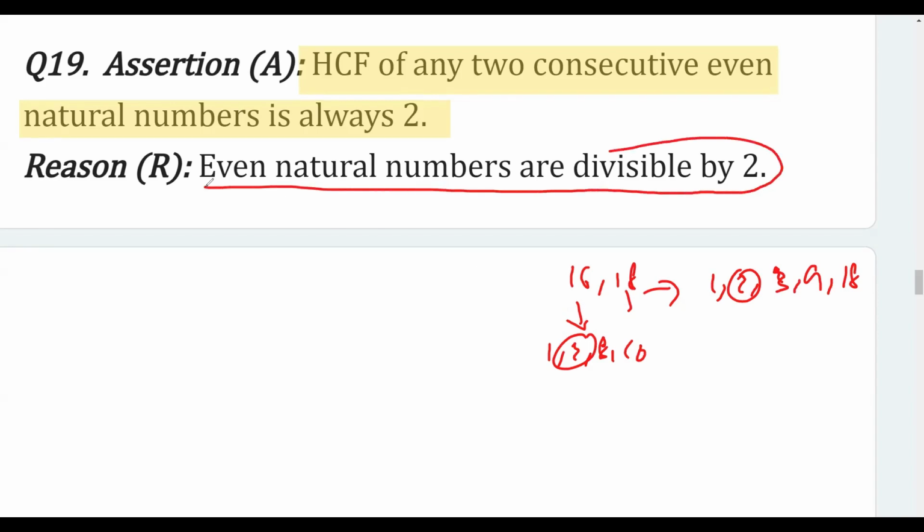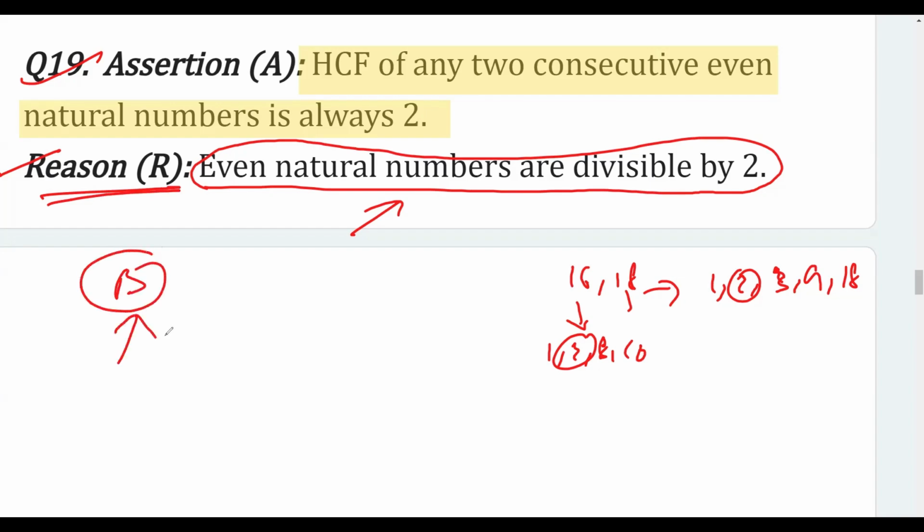The reason is even natural numbers are divisible by 2. That is true, but it does not define or explain why the HCF of two consecutive even natural numbers is 2. So I can say both of them are correct, but the reason is not the correct explanation of the assertion, so it's going to be option B in this case.